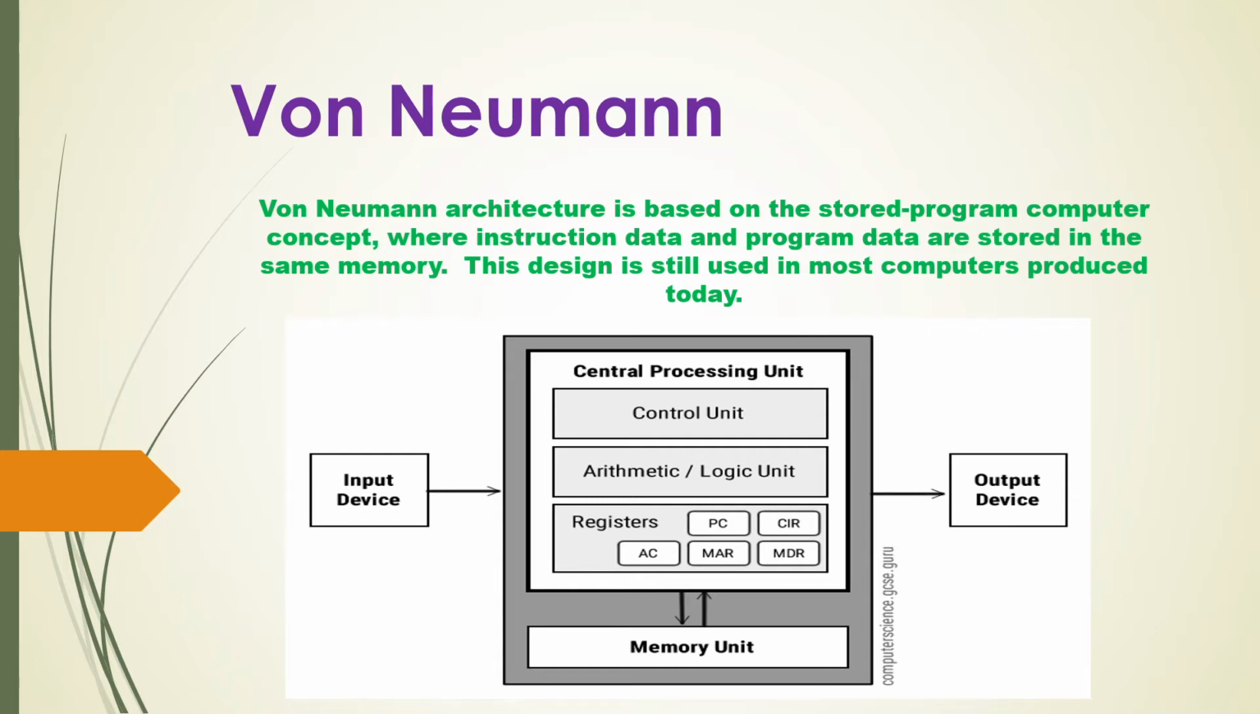So see, this is the diagram of von Neumann architecture. First, input device, output device, then this is a central processing unit which consists of control unit, arithmetic logic unit, and registers. Registers are PC, IR, AC, MAR, MDR, and a memory unit. We will learn the components one by one now.